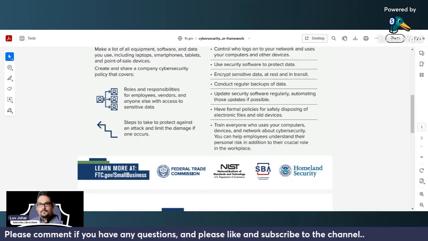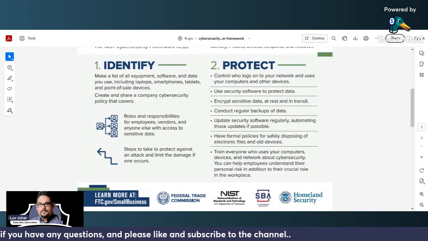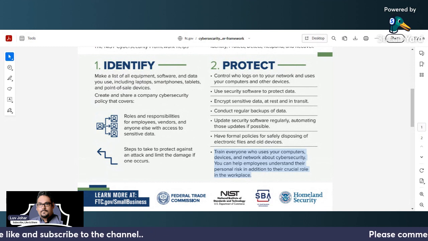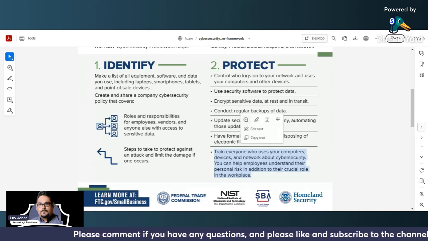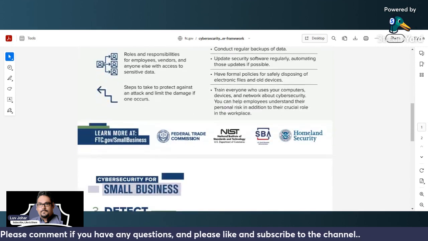After that, training is very important for protection. You have to train everyone who uses your computers, devices, and networks about cyber security and the risks, and you can help your employees understand their personal risk in addition to their crucial role in the workplace. So training is very important under protect.